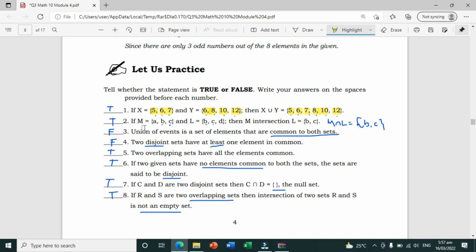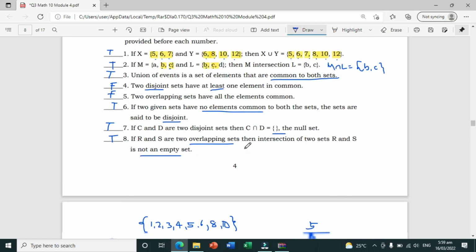Number 2, yung set M is ABC, while set L is BCD, then the intersection of M at saka L is equal to, so intersection, ano yung common kay M at saka kay L. Okay? So, meron tayong B, yan, at saka C. Yun. So, yung intersection nila is BC. So, this makes number 2 the correct answer or correct statement.